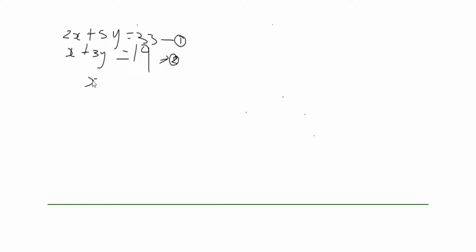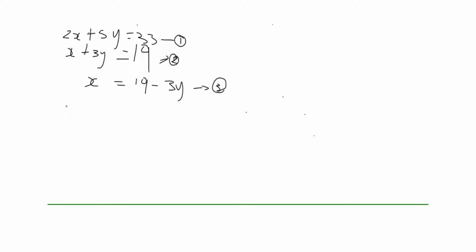So we have x equals 19. We bring over the 3y, minus 3y, and I'm going to call that equation 3. So my next step is to substitute equation 3 into equation 1. Anywhere I see x, I'm going to put 19 minus 3y.